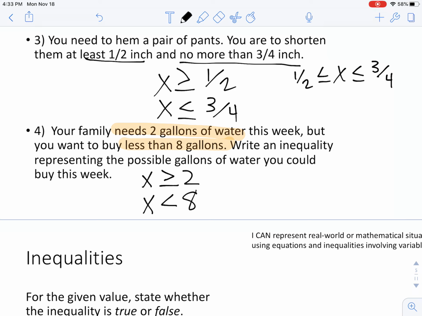Then we're going to do that same thing where we kind of smush them together. So I'm going to start with 2. 2 is less than or equal to x. We're going to buy more than 2. And x is less than 8. We're going to buy less than 8 gallons.